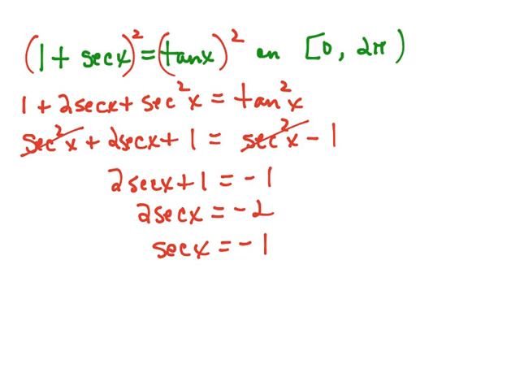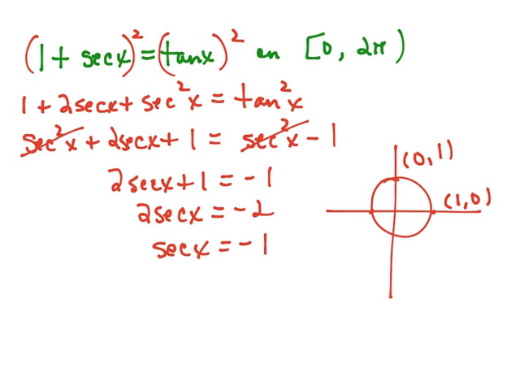To solve this equation, I'm going to go back to the unit circle. Remember, our unit circle was a circle where the radius was 1 unit. So this is ordered pair 1, 0. This was ordered pair 0, 1. This is ordered pair negative 1, 0. And this was ordered pair 0, negative 1.